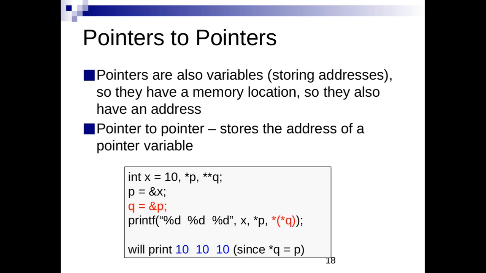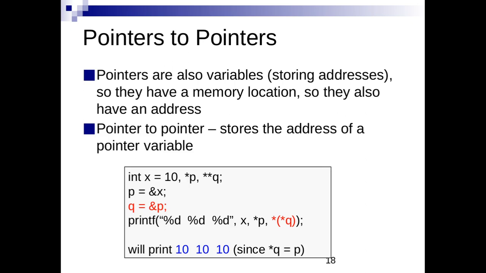So what is the type of the second pointer variable? That is a pointer to a pointer. For instance, a pointer variable that stores address of an integer is a pointer to an integer. And a pointer that stores address of a pointer to an integer is a pointer to a pointer to an integer.